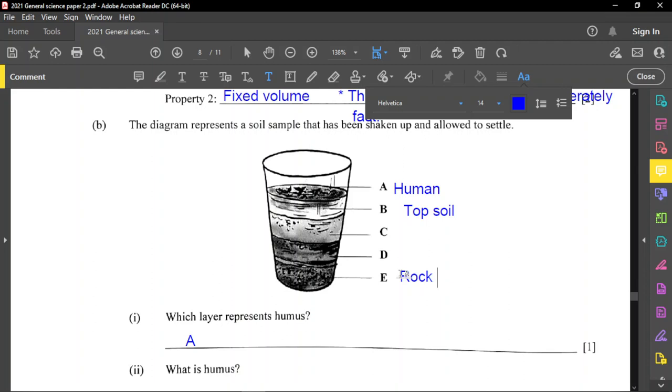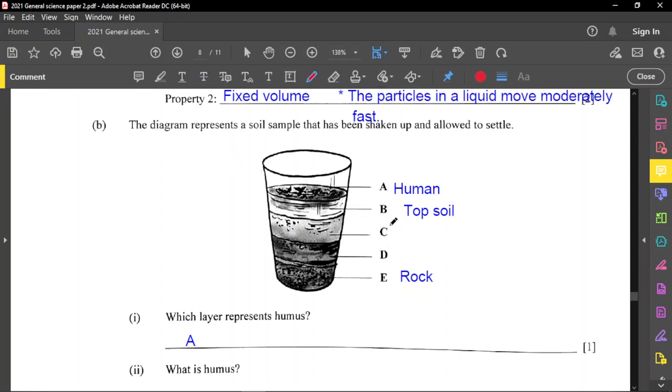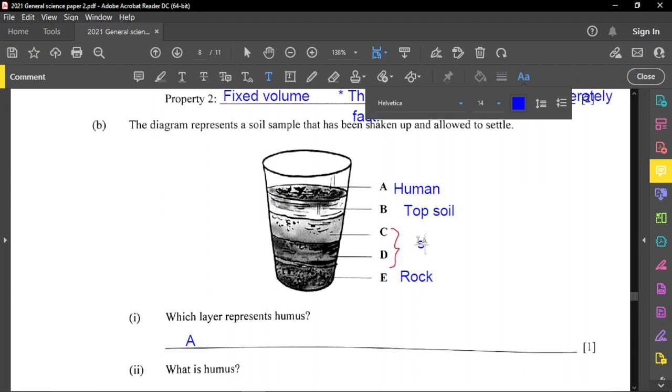What is also important when you think about soil is the nutrients in the soil. The soil provides nutrients for plants as well, and you need to know that for sure. Just to mention one more thing before I go to the next part of the question: the ones in the middle, which I didn't label, are the subsoil. So let's put that in.